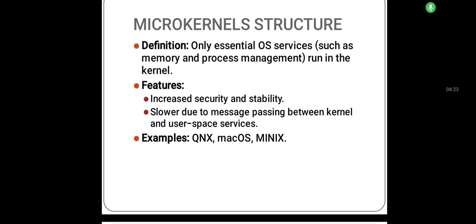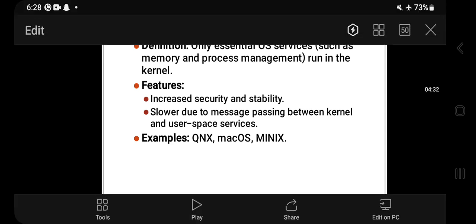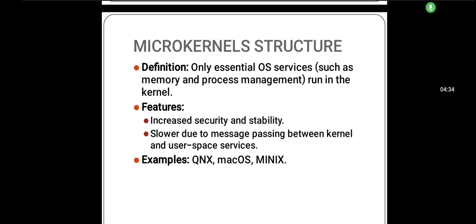Next, the microkernel section. The definition is that only essential OS services like memory management and process scheduling run in the kernel. The features of the microkernel structure are increased security and stability, because most services run in user space. Slower execution due to message passing between the kernel and user services. For example, Mac OS, Linux.